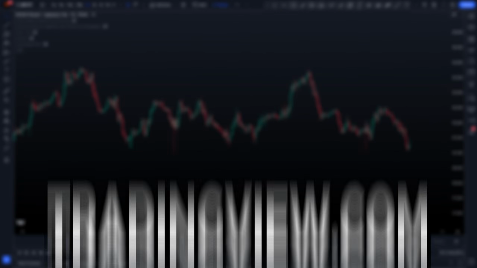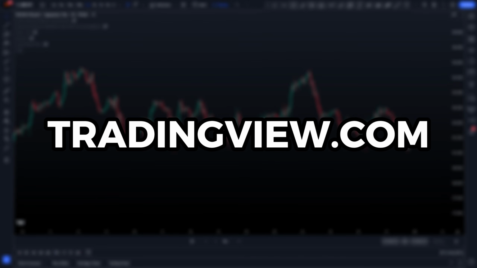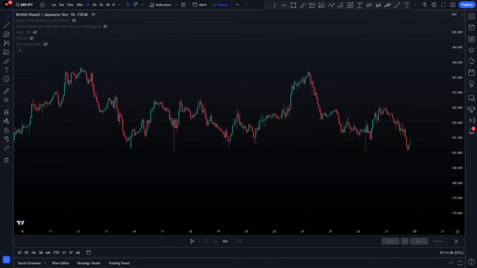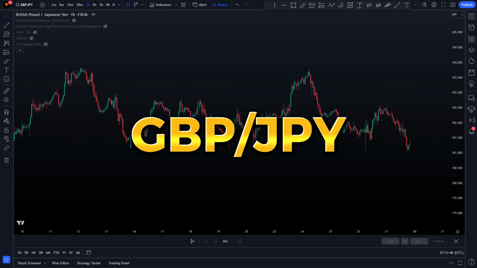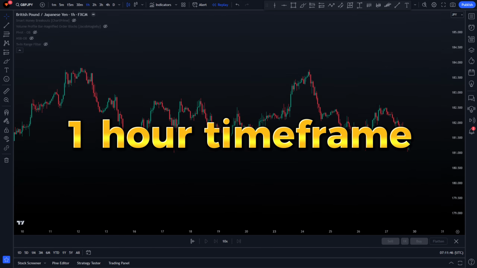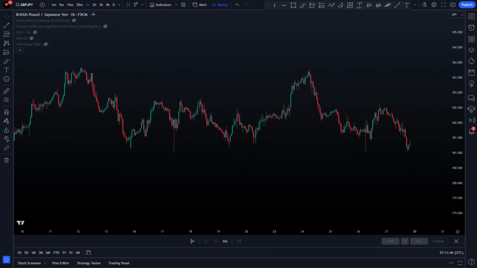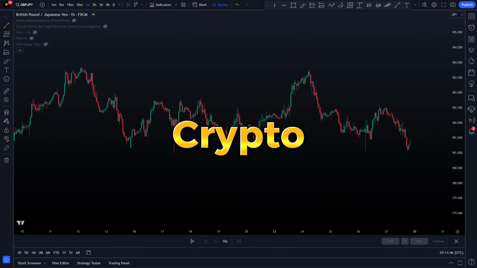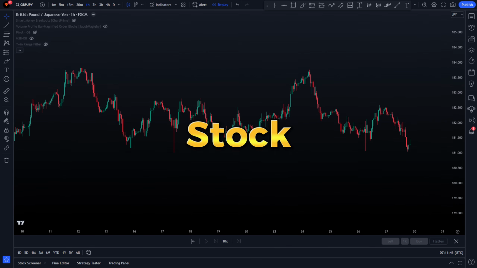Let's get started. Go to TradingView.com to check out the price movements on the charts. You can also find the links in the description for your convenience. For this demonstration, we're focusing on the pound sterling to Japanese yen currency pair using a 1-hour time frame. This strategy can be applied to different time frames and various financial assets, including cryptocurrencies, forex, and stocks.